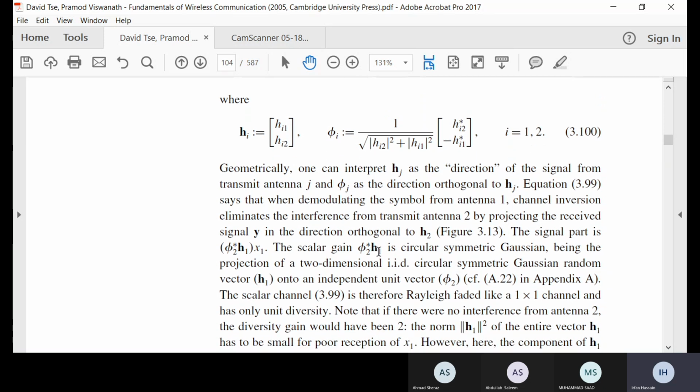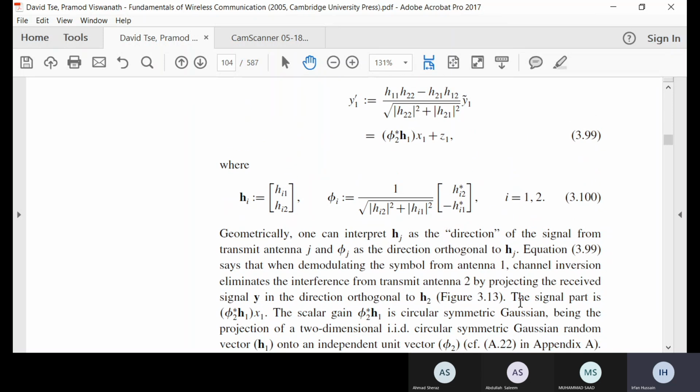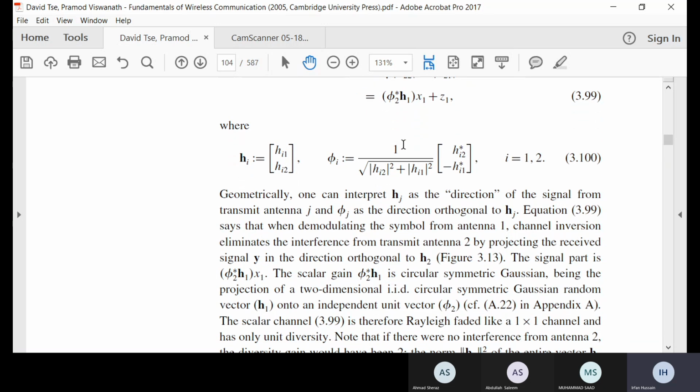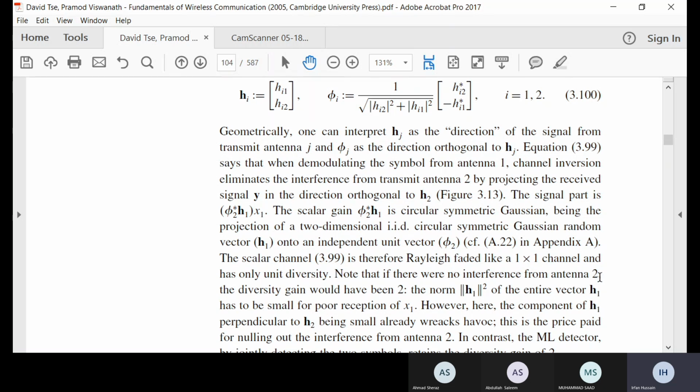This dot product is a circular symmetric Gaussian random variable, because you can see this is a normalized vector, and h is circular symmetric, two-dimensional IID circular symmetric, projected onto an independent unit vector. So unit vector, and we know the rule, orthonormal vectors, unit vectors, when you multiply you get the same. So by symmetry, the Gaussian vector remains the same, and the scalar channel 3.99 is therefore Rayleigh faded, like a 1x1 channel, and has only unit diversity. So yes, you can see in 3.99, you just get one scalar value. It is just a scalar channel with Gaussian noise, and this is simply a scalar channel with a coefficient which is Rayleigh distributed, as you've done previously. But you can see that there is no interference from antenna 2.